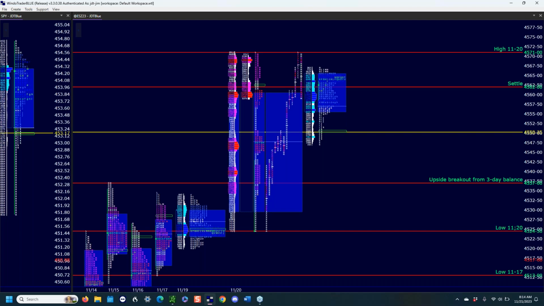So it's a very difficult day. When we open within the center of the previous day's range, the odds are that you have a rotational trading day.